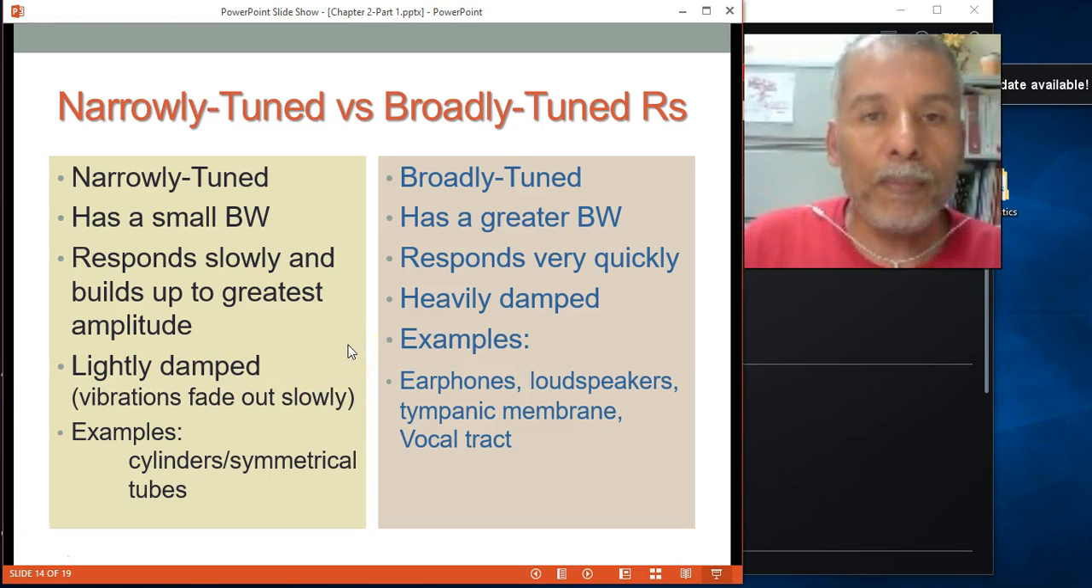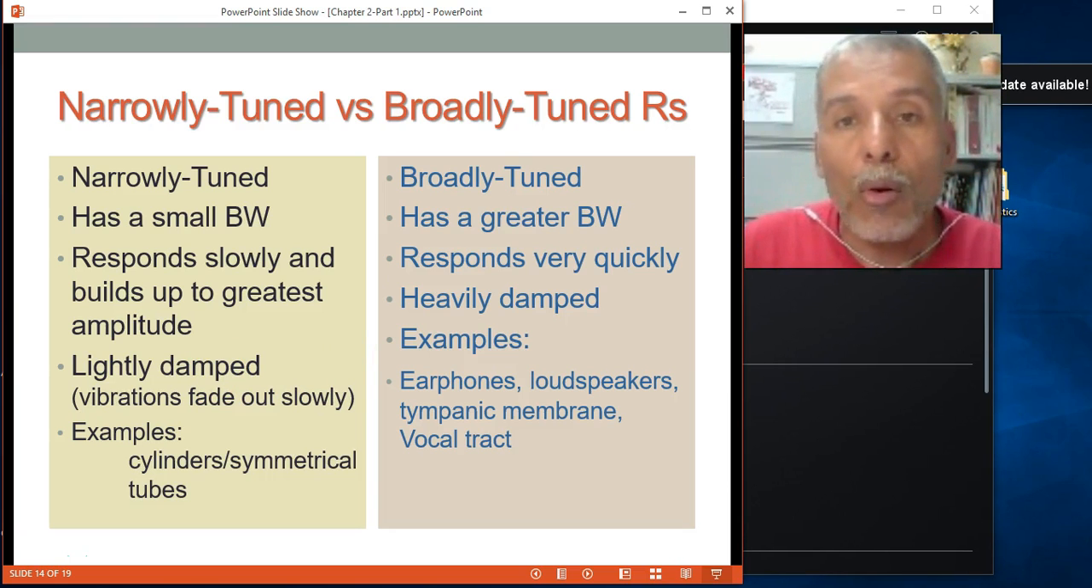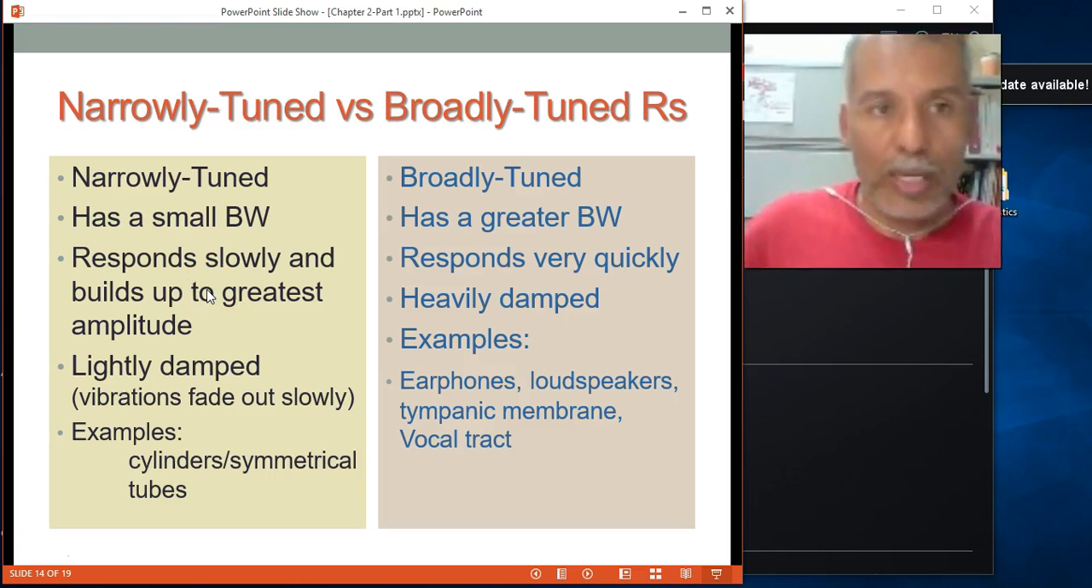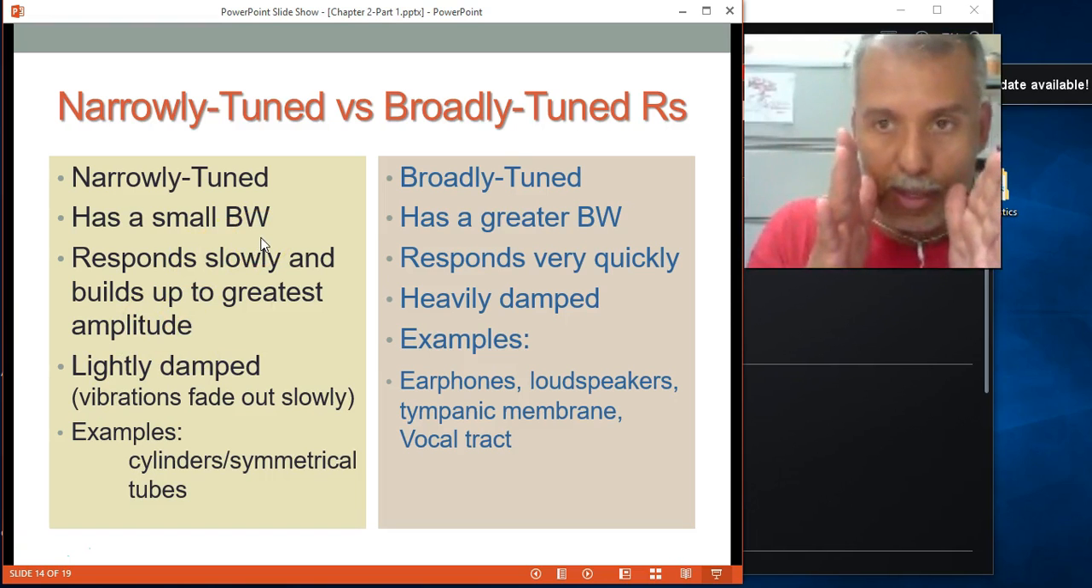Narrowly tuned, broadly tuned resonators. This is an exam question. You always are going to have this question. So be ready, study it, know the difference between narrowly tuned and broadly tuned. Narrowly tuned resonators have a small bandwidth.